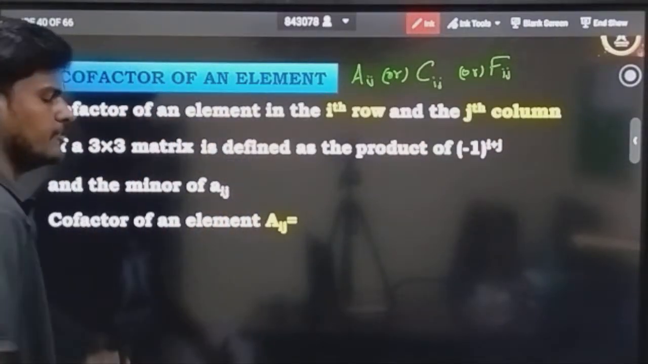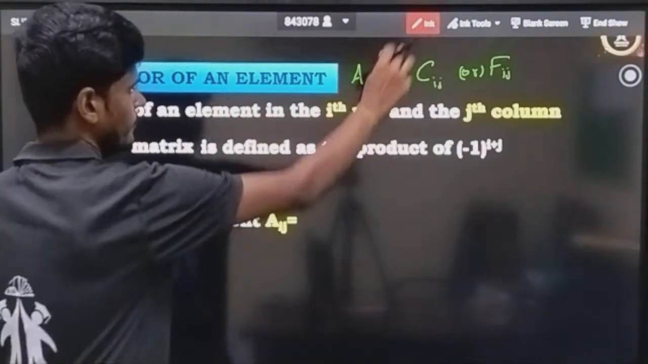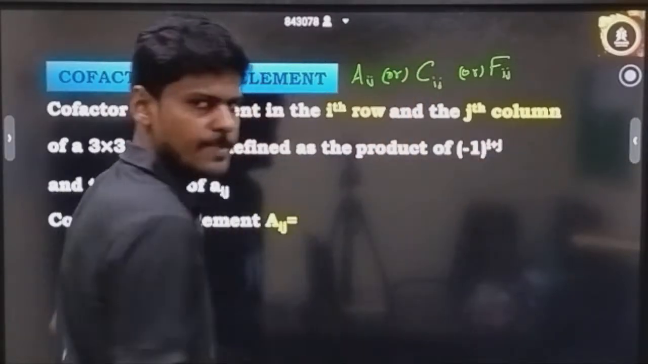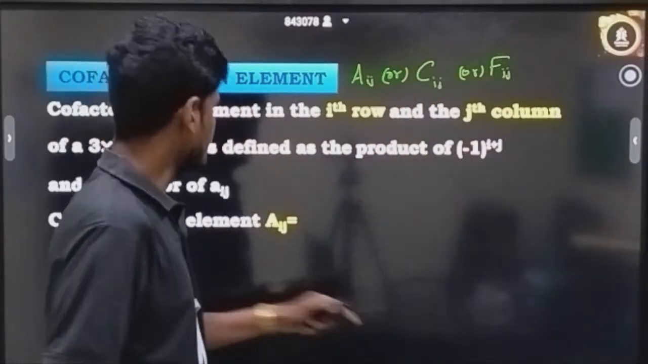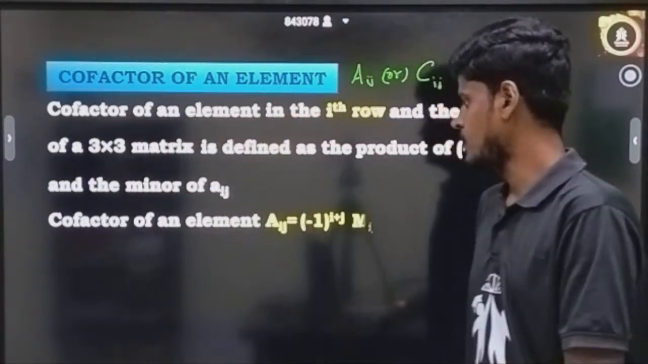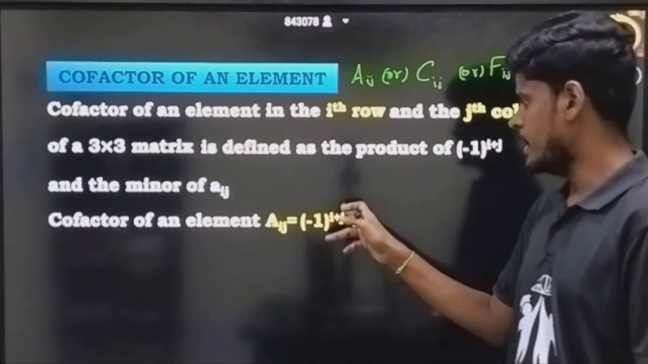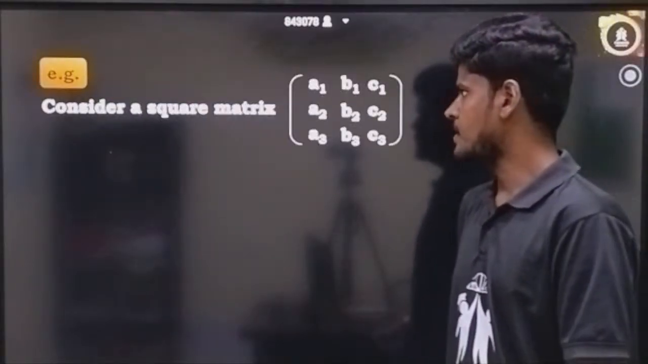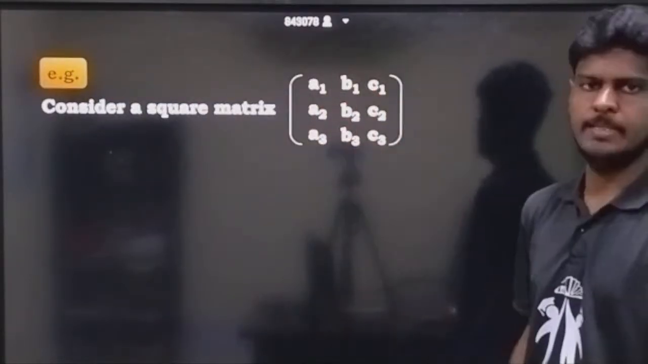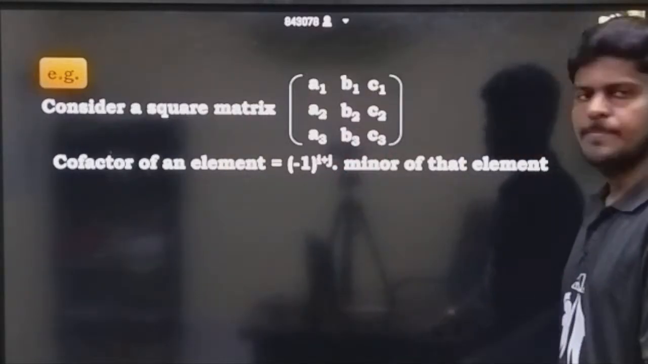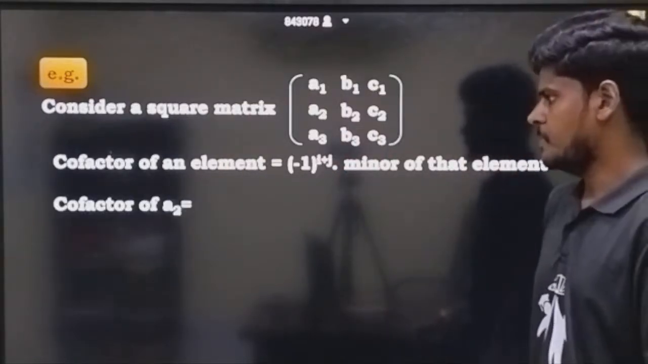Now what is the cofactor of element aij? It is nothing but the signed minor, that means (-1) power i plus j into the minor of the element. Cofactor of an element is (-1) power i plus j into the minor of the element. For example, take a square matrix like this.